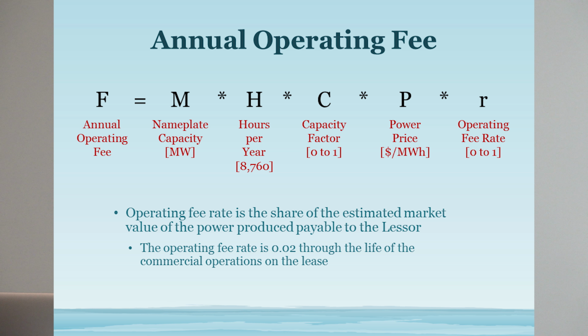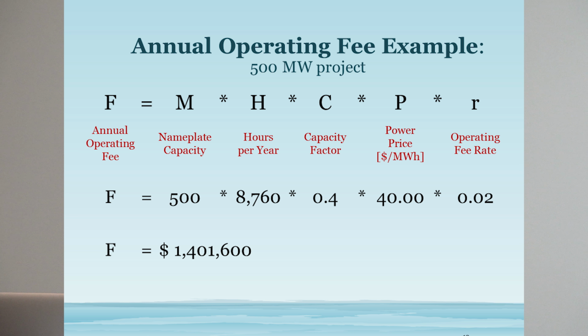Here I've included a very stylized example of an operating fee payment calculation, a static one-time payment. I've substituted a project nameplate capacity of 500 megawatts and a power price of $40 per megawatt hour. And plugging through the math here, we get an annual operating fee of approximately $1.4 million for a project that's been fully built out and operating.